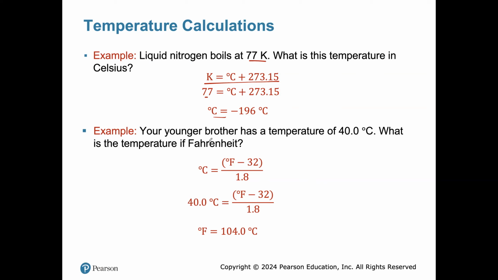So another example, let's say that your younger brother has a temperature of 40 Celsius. What does that mean if it's in Fahrenheit? We can convert Celsius to Fahrenheit using this equation. And the Fahrenheit is calculated to be 104.0 Fahrenheit. And this tells you that he might have a fever, right? So based on the relationship between Celsius, Fahrenheit and Kelvin, you should be able to convert one to another.